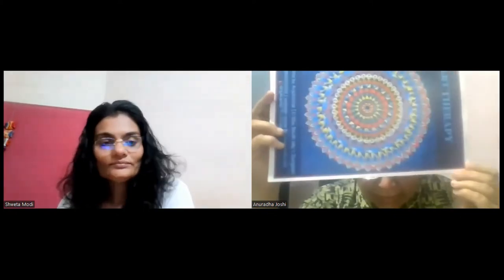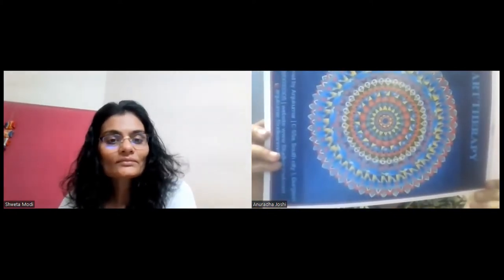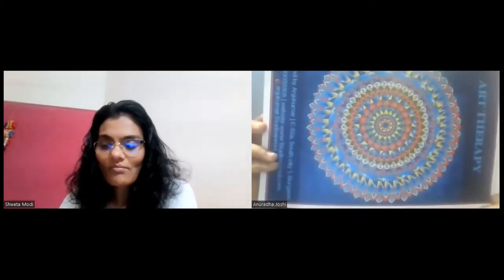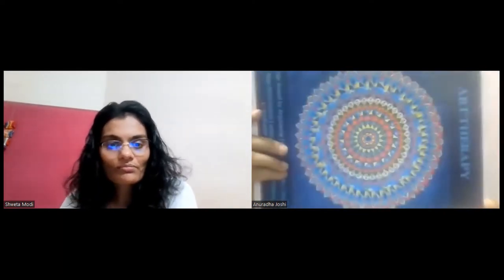I want to set up some context. Usually the mandala appears as these kind of intricate drawings, and one of the mandalas that we regularly see in our houses is the rangoli. So what is the source of such designs and such patterns?